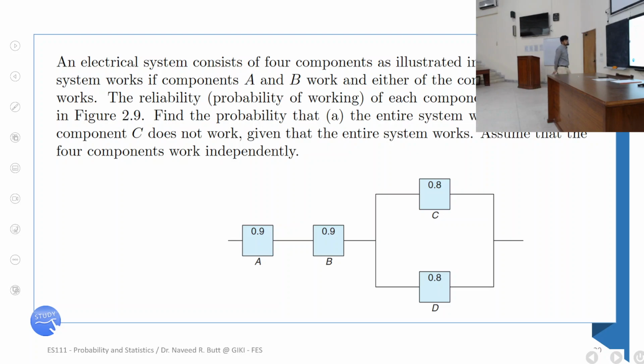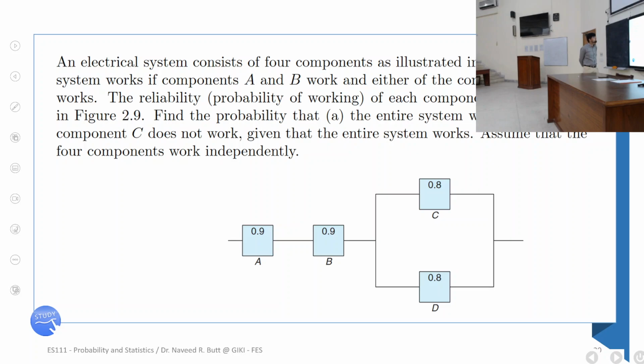So there is an electrical system here with different components, and these numbers show the probability that they will work. So the reliability of each component is shown in this figure. 90% of the time this works fine, 90%, and so on. Find the probability. There are two parts here. First, the entire system works. Let's start with that.